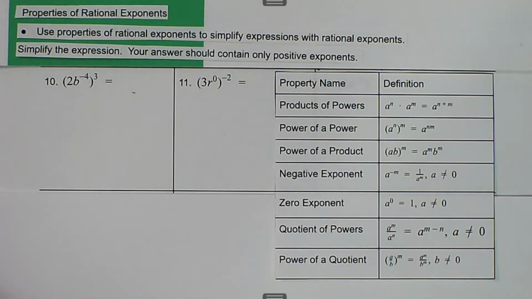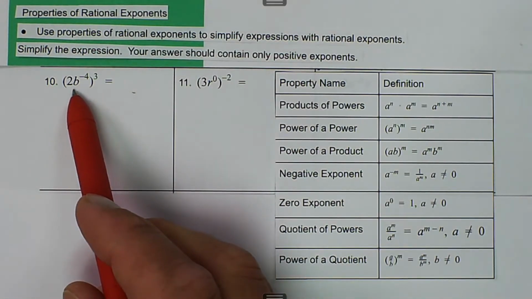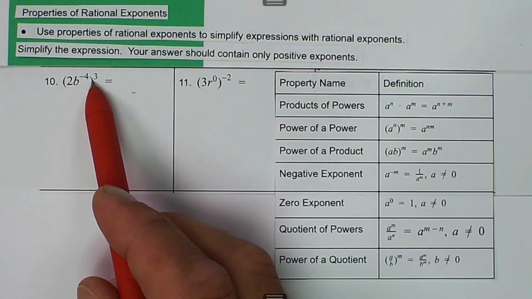We are talking about properties of rational exponents, and we want to use properties of rational exponents to simplify expressions with rational exponents. We want to simplify the expression, and your answer should contain only positive exponents. So here we have 2 multiplied by b raised to the negative 4th power, all raised to the 3rd power.